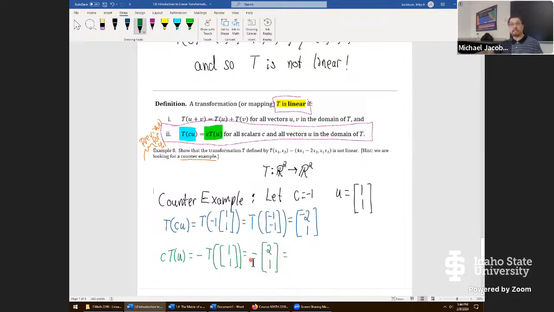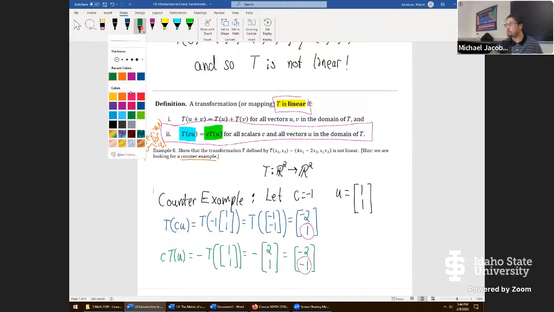And now we do the scalar multiplication. It's looking grim, except when scalar multiplication applies, it rescales both entries. So we're getting (-2, -1). That means we have exhibited a counterexample. These are not equal at all, and we can give a conclusion that goes like this.